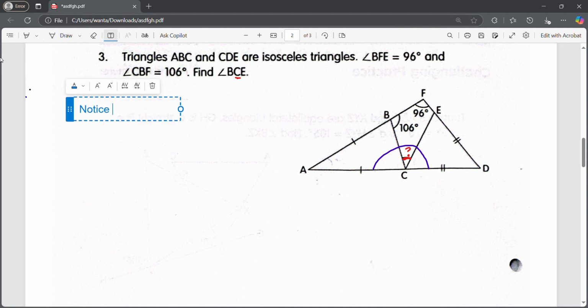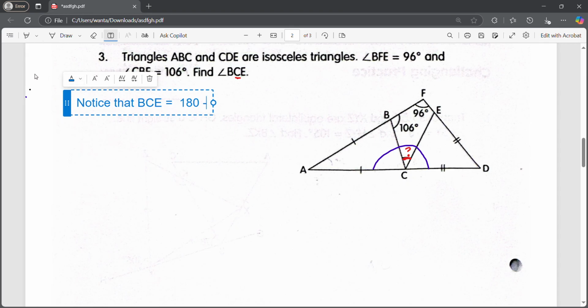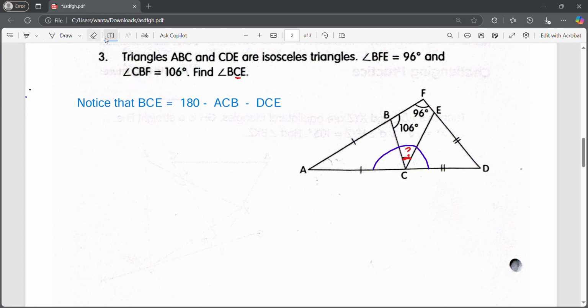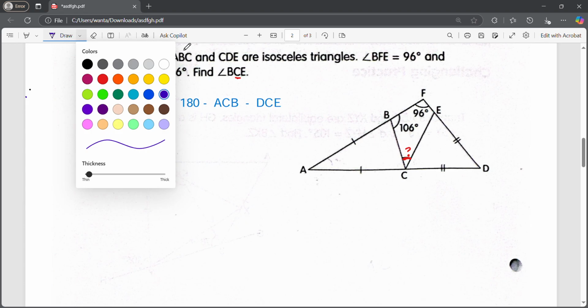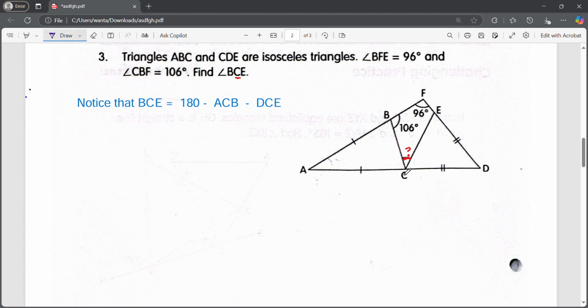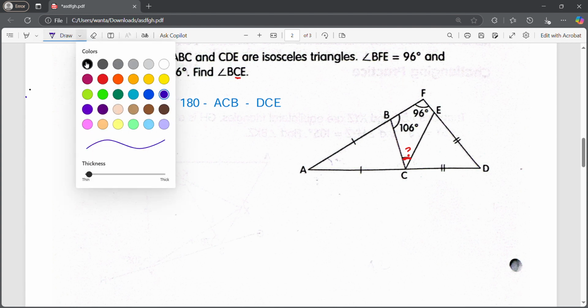So notice that BCE is 180 minus the ACB and then minus the DCE, because they're in a straight line. Okay, so let's try to find maybe ACB first. How can we do that? Look at the picture and the questions. What can we gather from the questions?